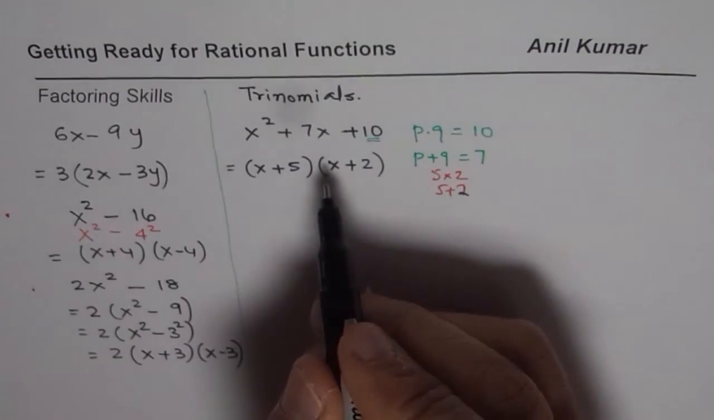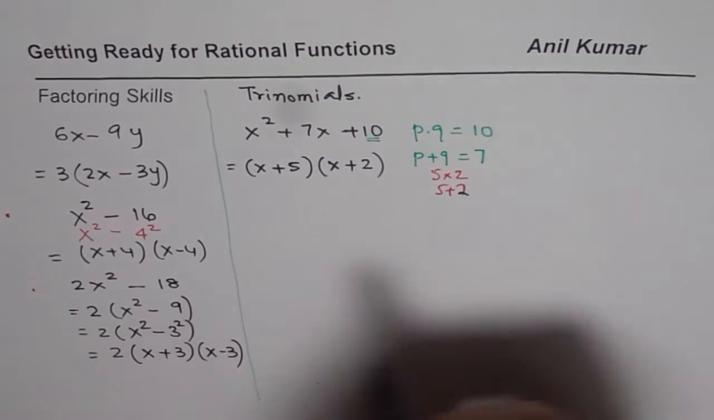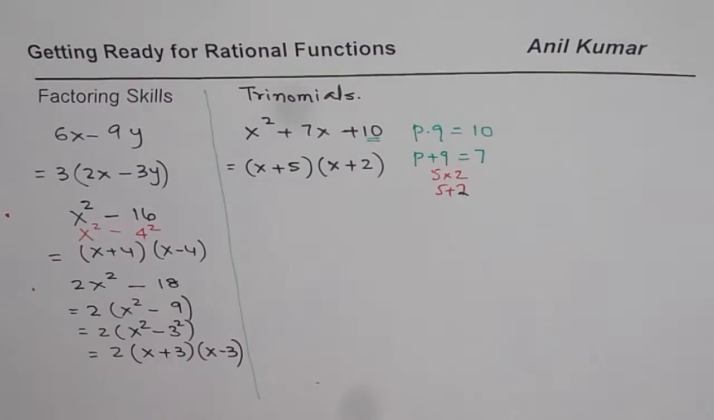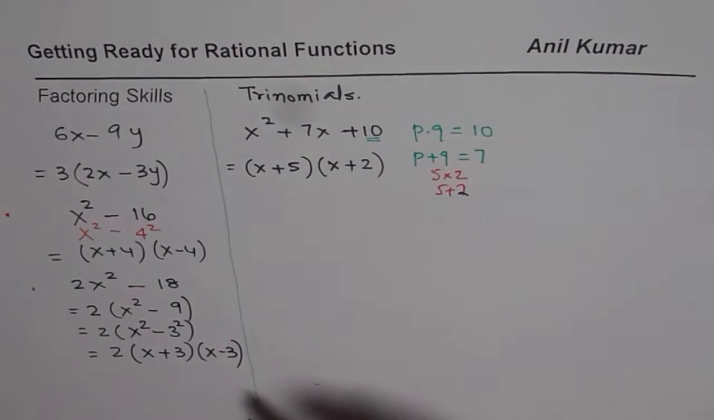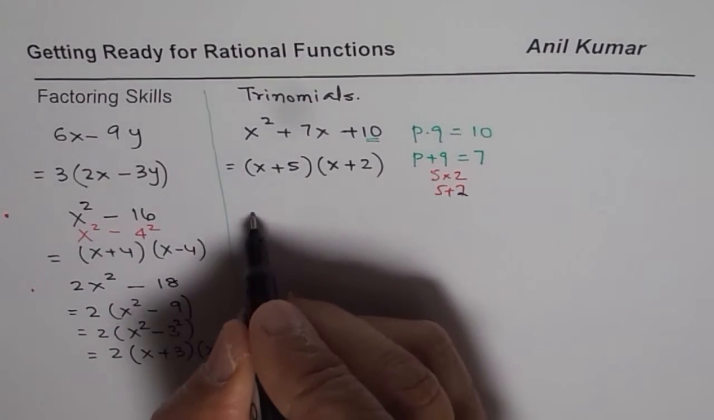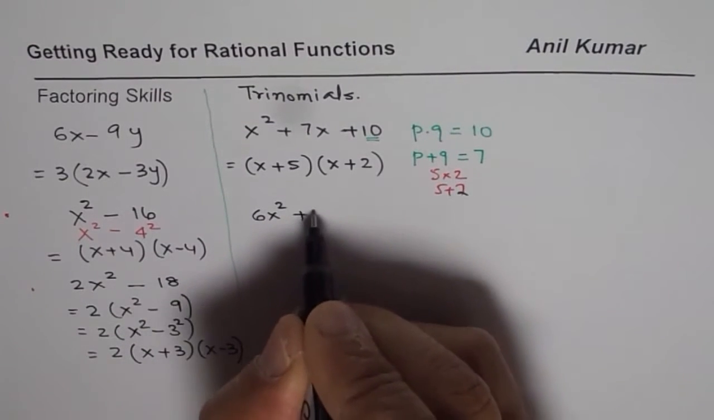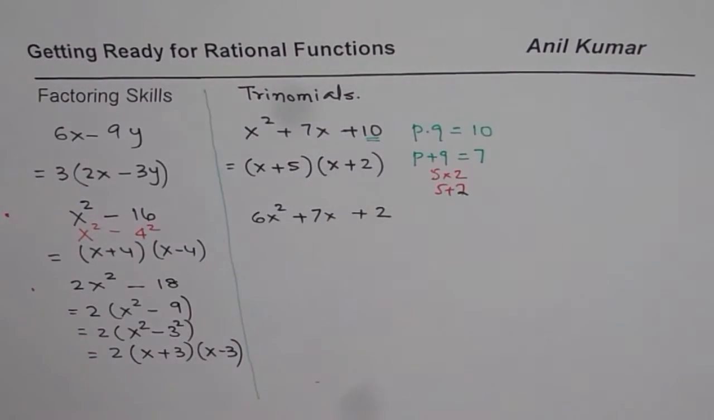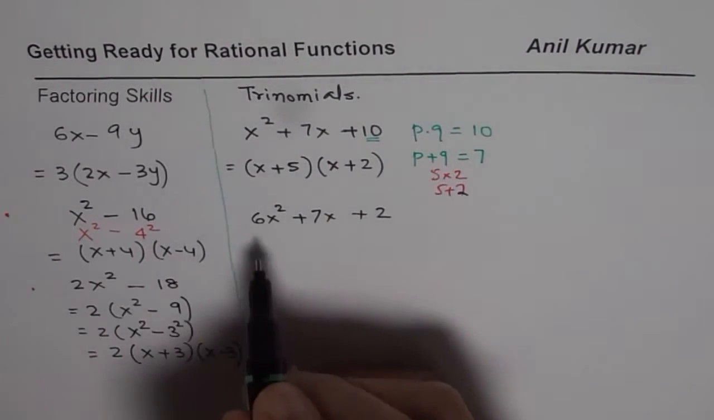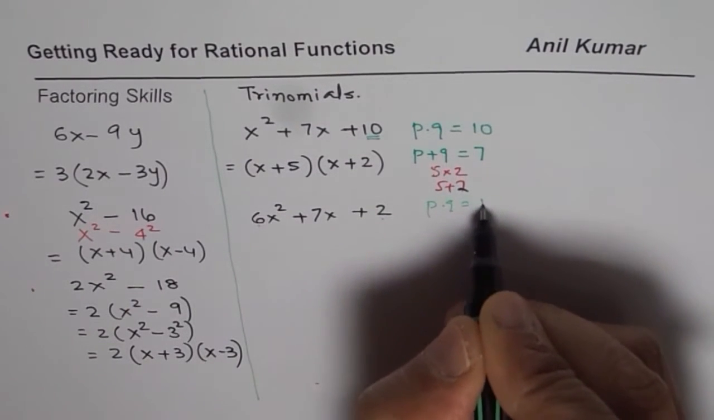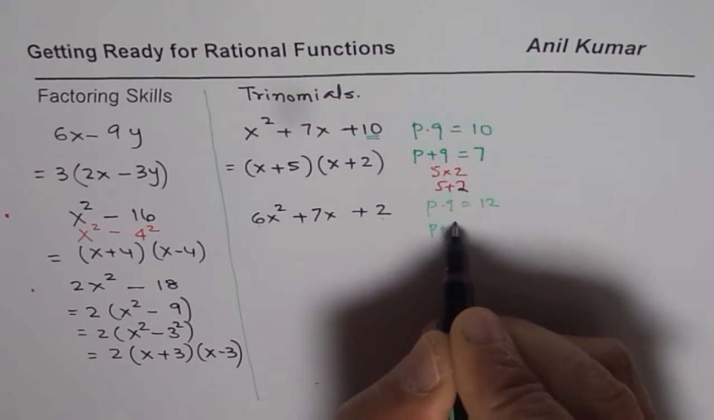So these are simple trinomials where the leading coefficient is 1. At times, you may have a leading coefficient which is not 1. Then how to factor? So let me take another example to factor those kinds. So we'll have 6x squared plus, let us say, 7x plus 2, right? Now in this case, clearly the product of 2 numbers should be 6 times 2, 12. So we are looking now for product of 12 and sum again of 7, right?